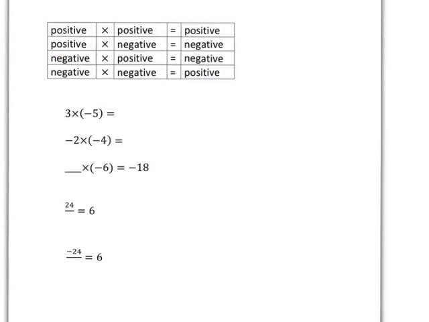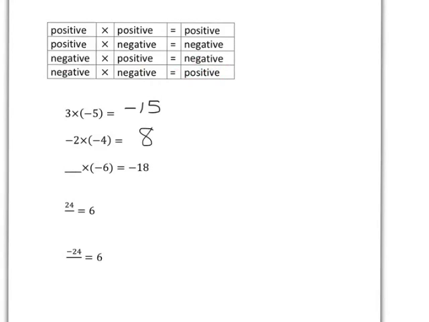If we've got 3 times -5, we're dealing with positive times negative. We know our answer must be negative. And we know our times tables, I hope. So 3 times 5 is 15. So it is negative 15. Next one, -(-). We know that we are having to get an answer that is positive. And we know our times tables.